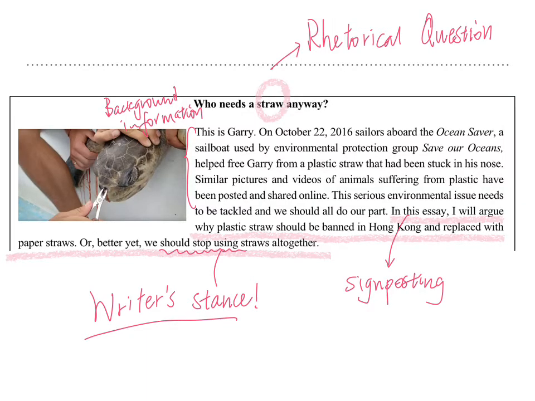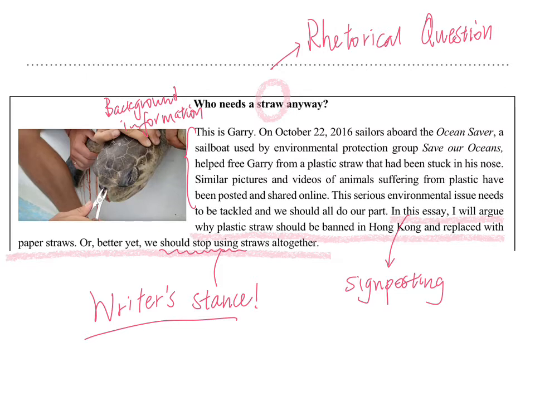As we read the title, we know that this is an essay about whether we should have a straw. A straw is a kind of tool that we use when we drink. It has been a heated debate whether we should abandon our straws while we have drinks. And in Hong Kong there are many fast food shops already abandoning the use of straws in order to save the environment.